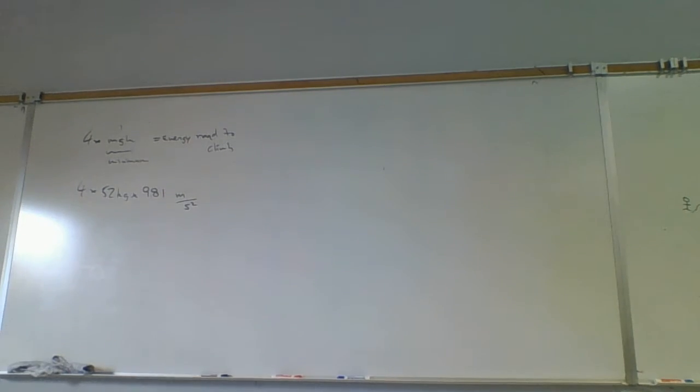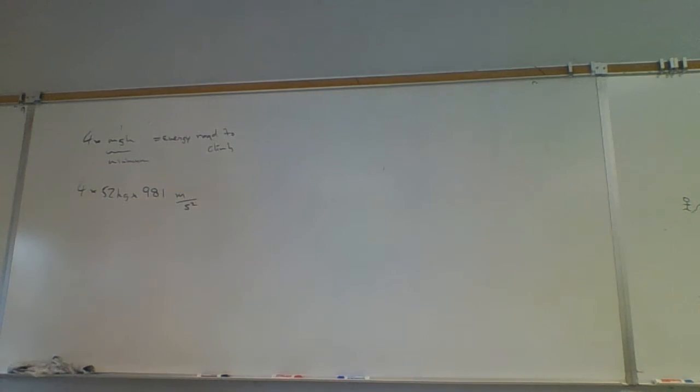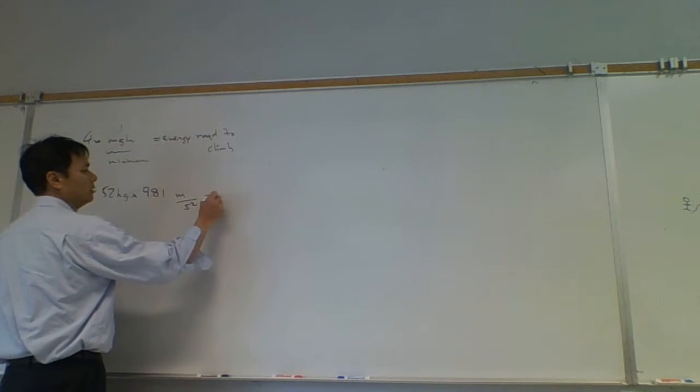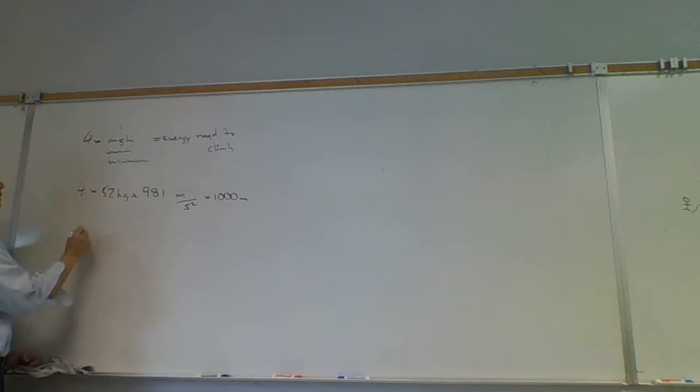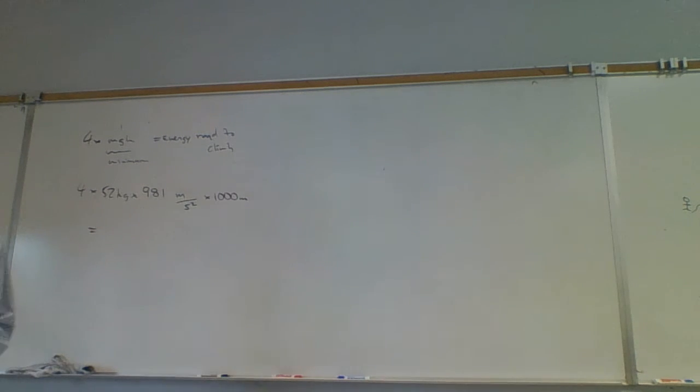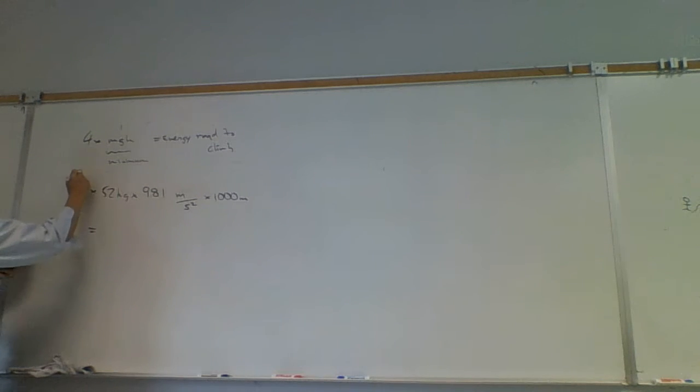And then we have h. h is 1,000 meters. So let's go ahead and calculate this, see what it comes out to here. And so I'm going to get 4 times 52 times 9.81 times 1,000. This 4, I'm adding it. This 4 is a guess. We're guessing it's going to take 4 times.